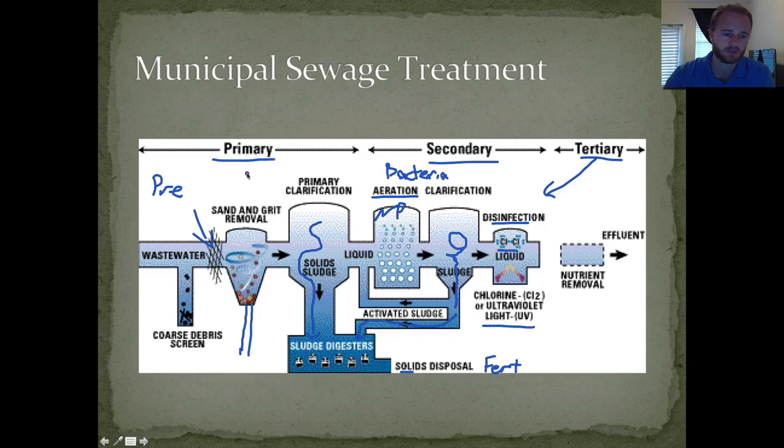Primary gets rid of solids. Secondary gets rid of nutrients. Tertiary gets rid of bacteria or leftover stuff. Municipality sewage waste.